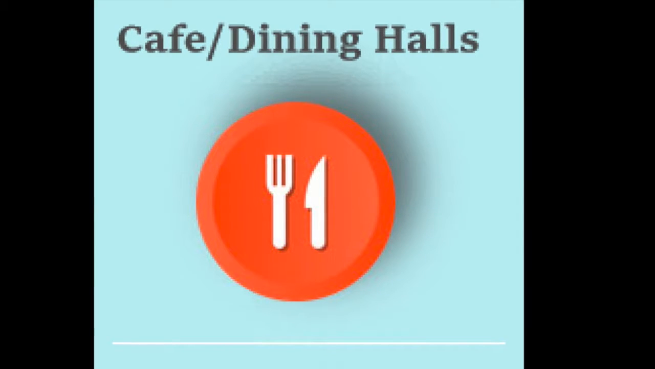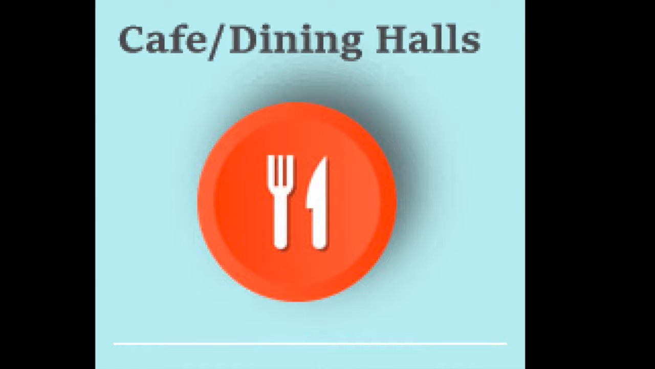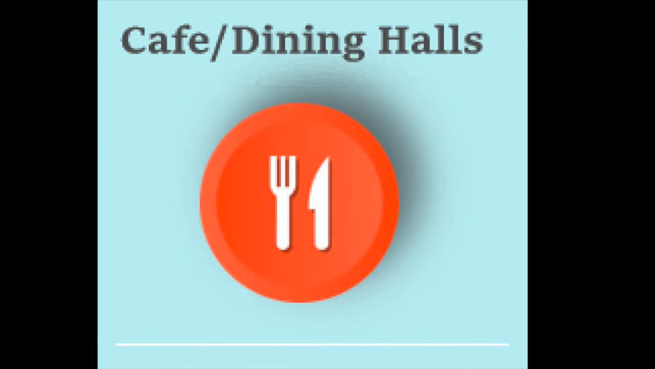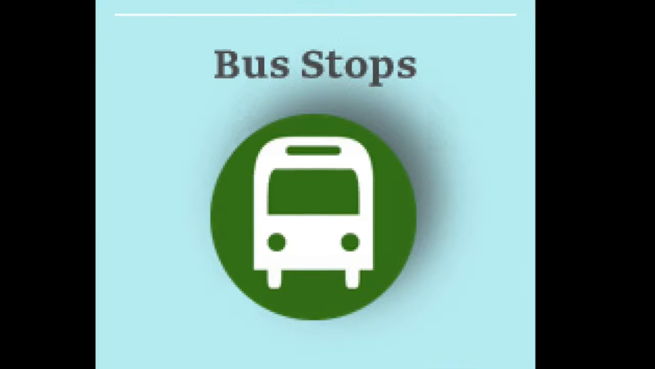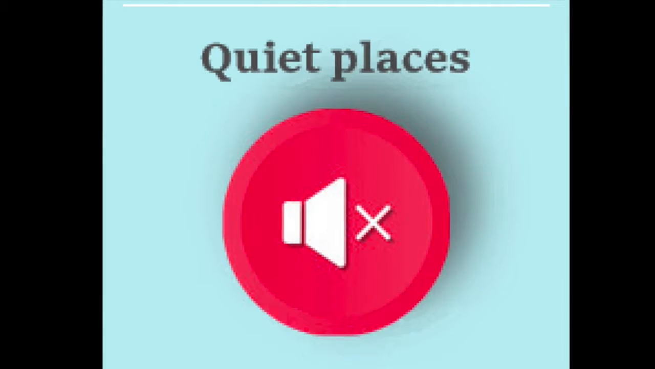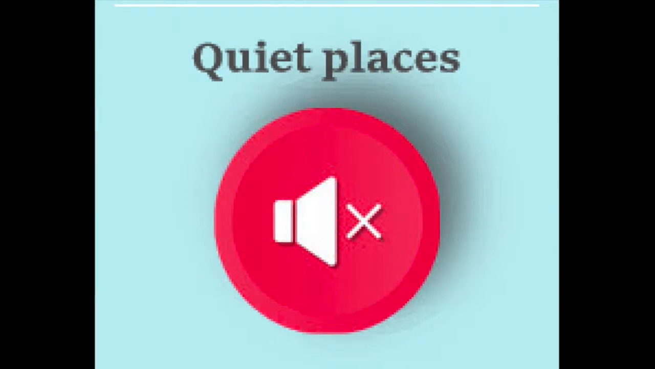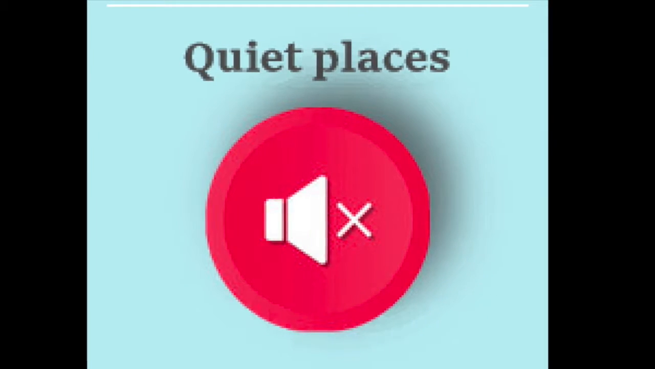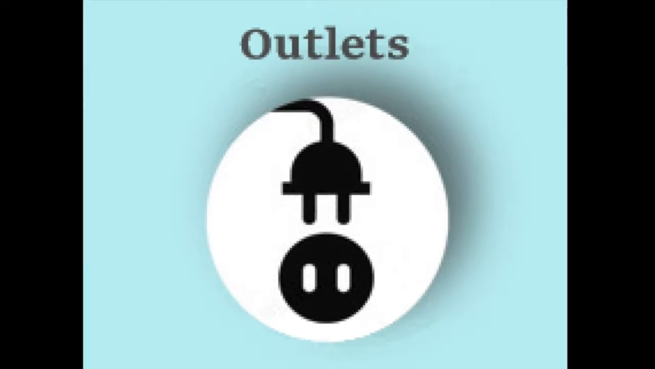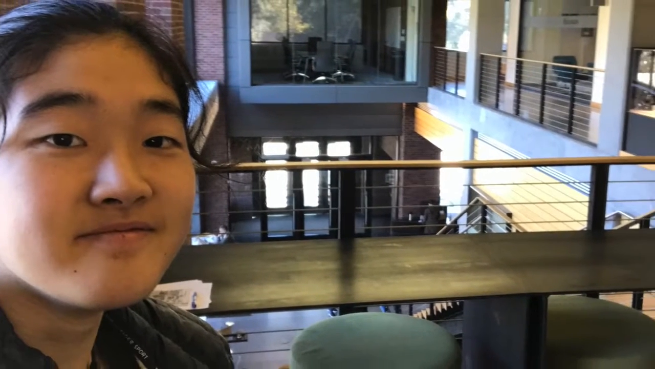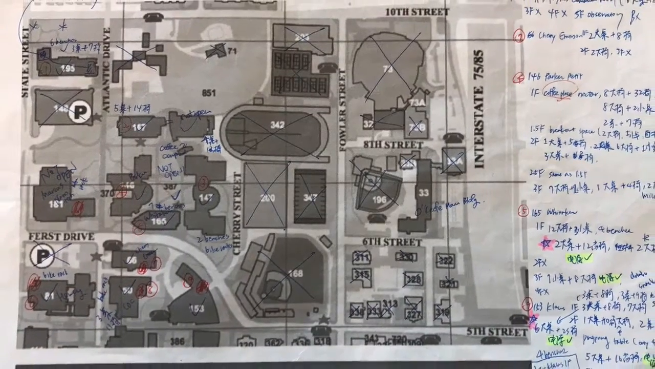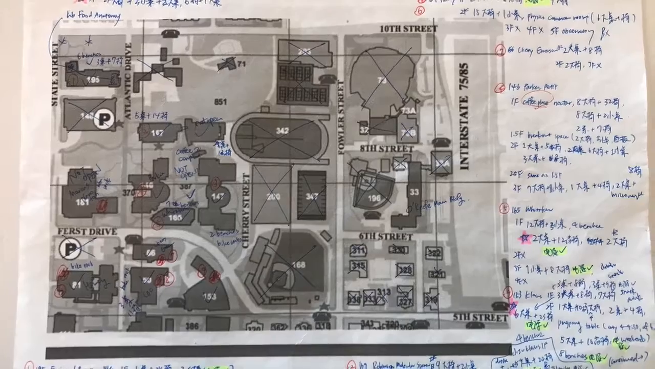I went to most of the buildings on campus to check how many open spaces they have. I also checked if they have any cafes inside, and I checked the locations of bus stops, and in each building I would check the quietness, Wi-Fi connectivity, and access to outlets. These are the pictures of the open spaces I found and the notes I took on the map.